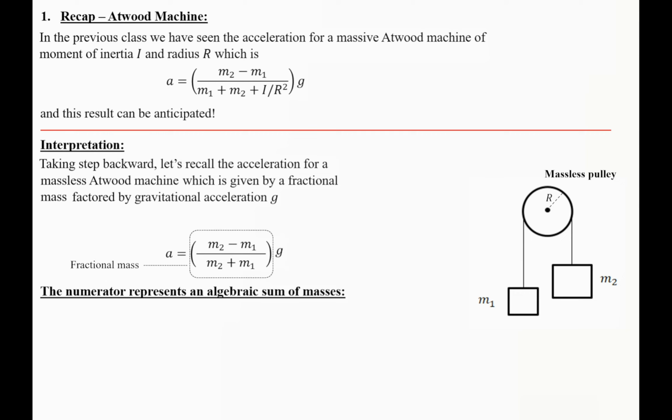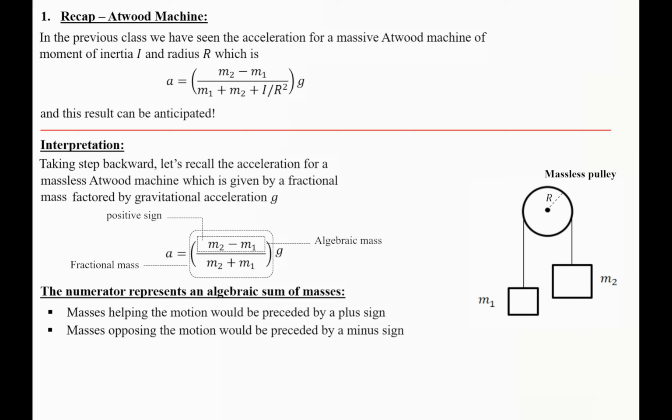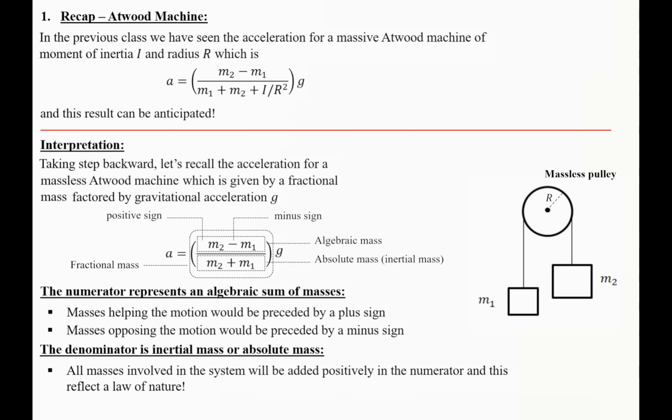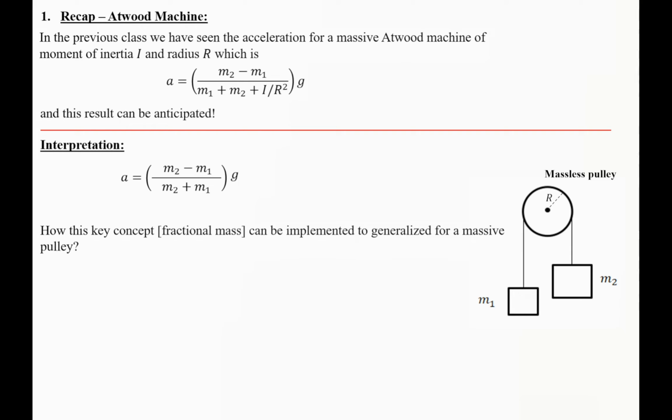The fractional mass can be understood as the numerator and denominator. The numerator represents an algebraic sum of masses. Masses helping the motion are preceded by a plus sign. Masses opposing the motion are preceded by a minus sign. The denominator is the inertial mass, or absolute sum. All masses involved in the system are added positively in the denominator, and this reflects a law of nature, which means that acceleration always increases and doesn't decrease.